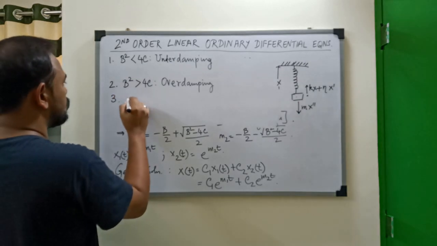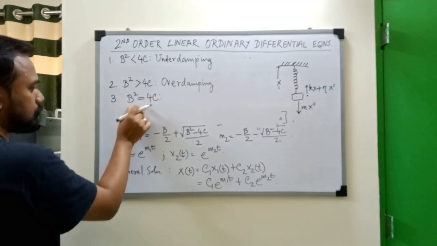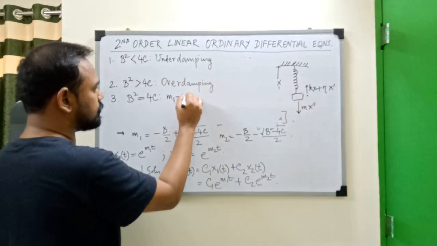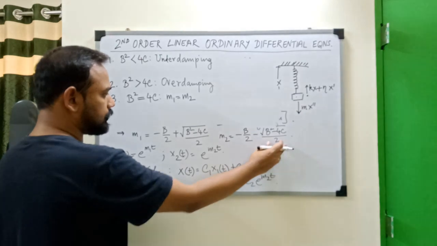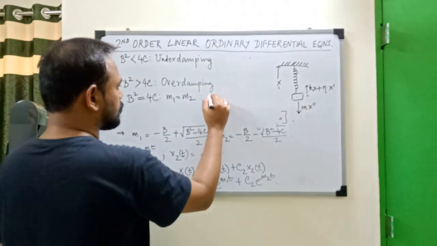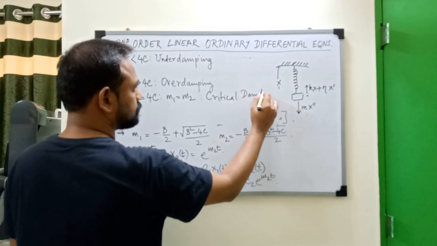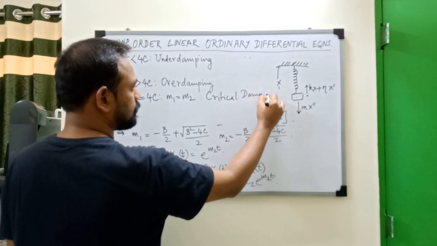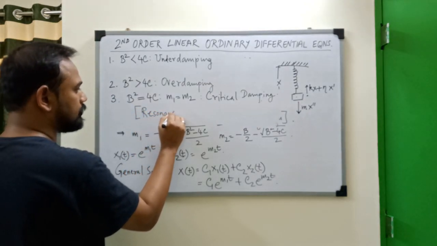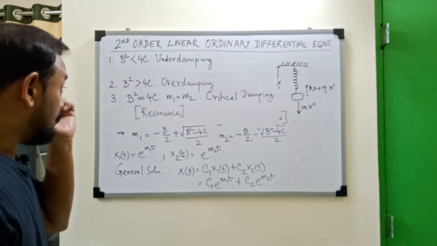There is another case, which is the case where b square is equal to 4c. So the case where this is 0. In that case, m1 and m2 are the same, because this is 0, they're both equal to minus b by 2. That's the case of what is called critical damping. It also has a special name. It's called resonance, and it's a very interesting case which we will take up in one of the videos later.